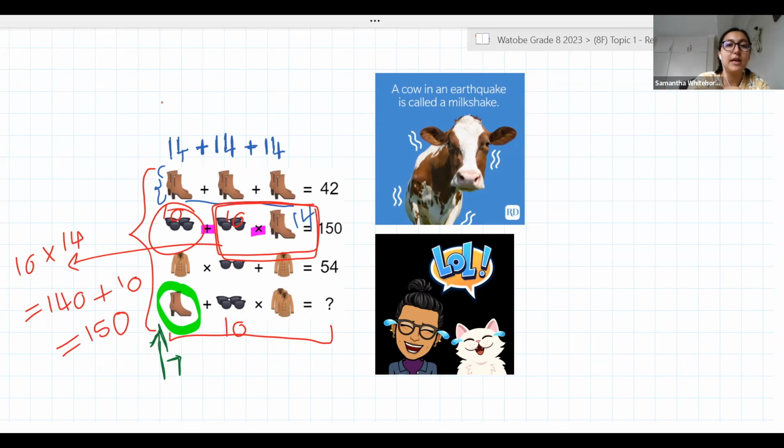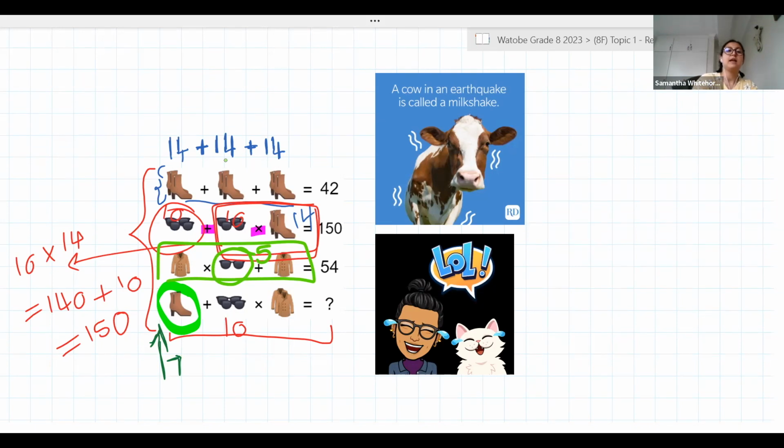Now, what we need to be careful of is, again, in this third step over here, I've only got 1 pair of sunglasses. So given that 2 sunglasses is 10, how much is 1 sunglass worth? Nice, guys, well done. 1 pair of sunglasses is worth 5.